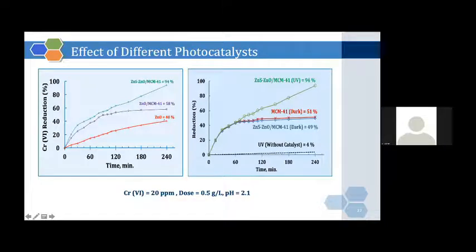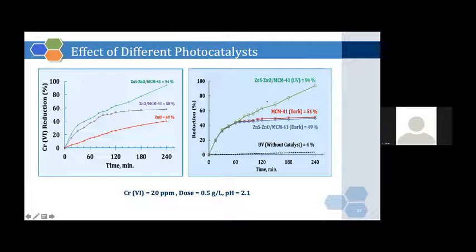Zinc oxide exhibited almost 40% of hexavalent chromium reduction, while when supporting zinc oxide on MCM, the activity is enhanced up to 58%. While when adding zinc sulfide, the activity is increased up to 94%.